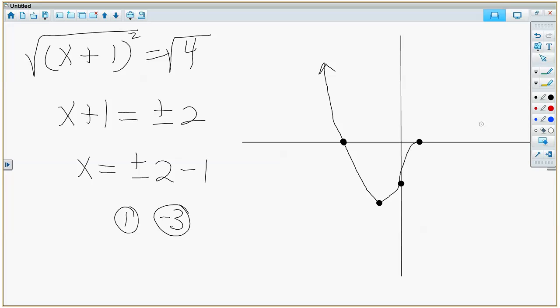Now, calculator drill team, get out your calculators and graph what we just graphed, and you'll see that it looks better than this, but looks something like that. Now, what's the domain? All real numbers. What's the range? Range is from negative 4 to infinity. And decreasing from negative infinity to negative 1. And increasing from negative 1 to positive infinity.